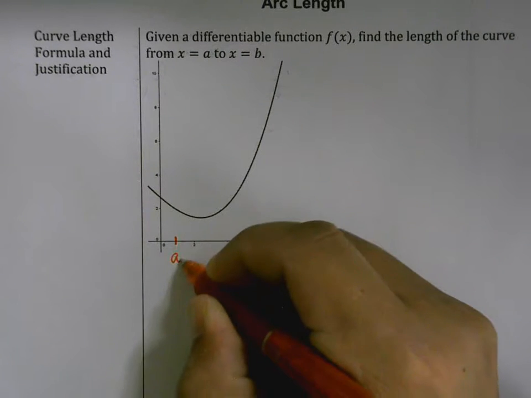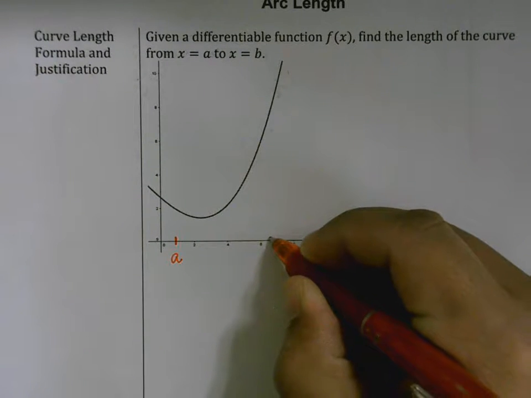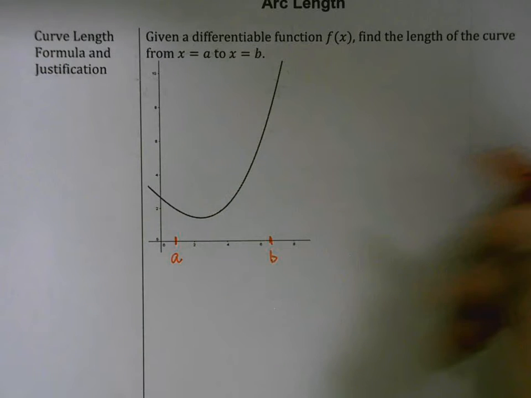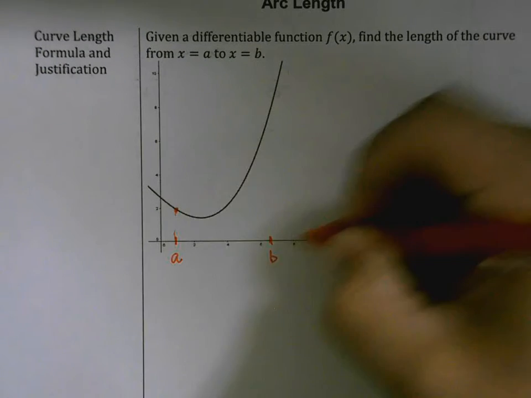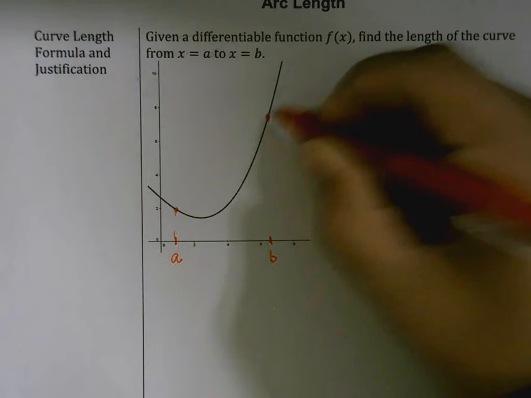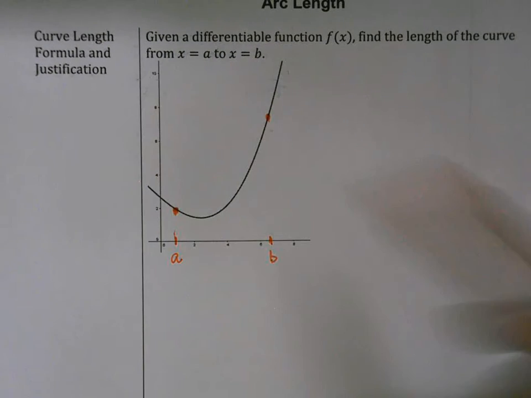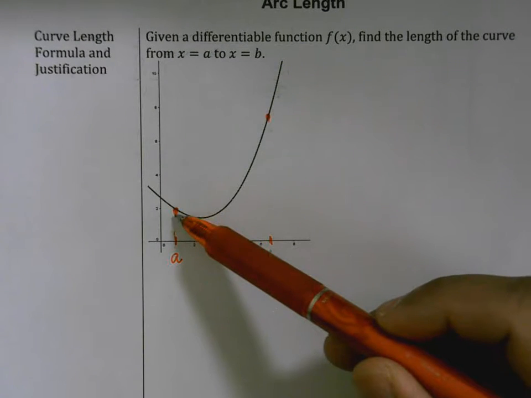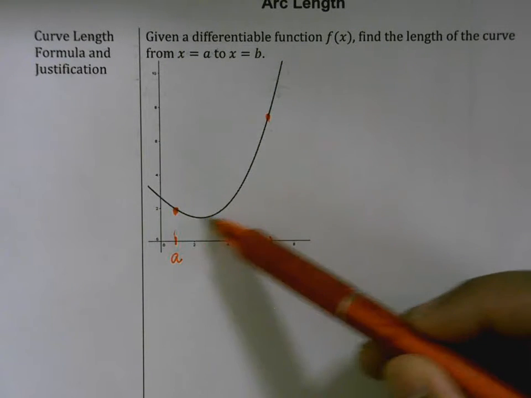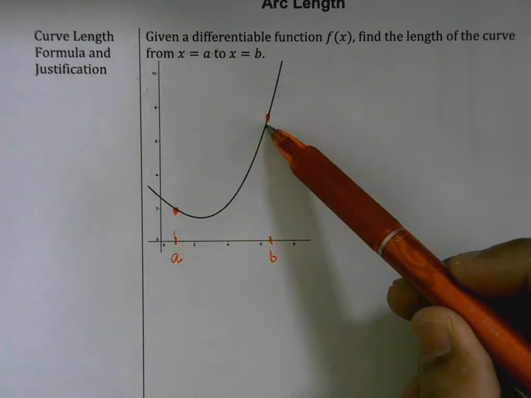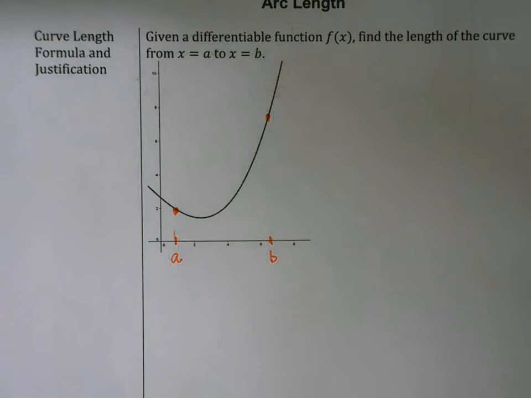Now, it almost doesn't matter where a and b are as far as the concept. So I'll just say that this is a here and this is b here, and we want to know what is the length of this curve. In other words, if I take a piece of string or a piece of thread and laid it along here, how long would that piece of string be? Okay.